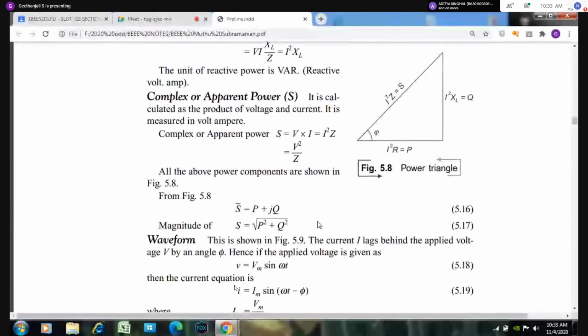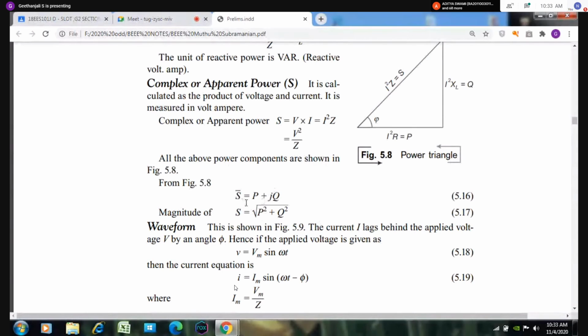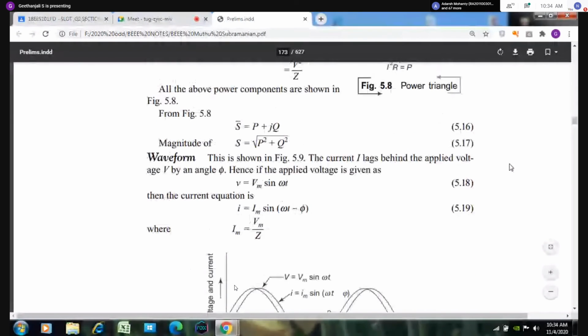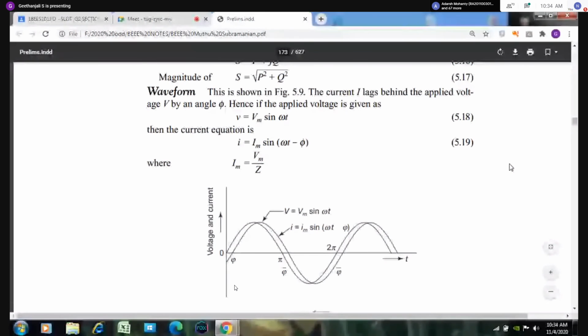Next, in the rectangular form, we can say S is equal to P plus jQ, where S is equal to square root of P square plus Q square. These are all the powers related to the AC circuit we have seen so far: real power, reactive power, apparent power. From the three powers, we have formed the triangle. This is important, two more questions: you may be asked to draw the power triangle for the RL circuit, meaning you are supposed to draw figure 5.8.